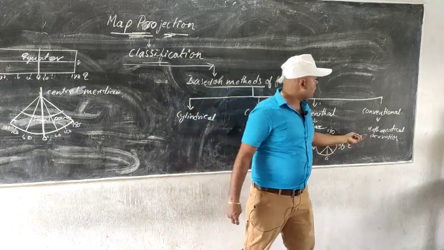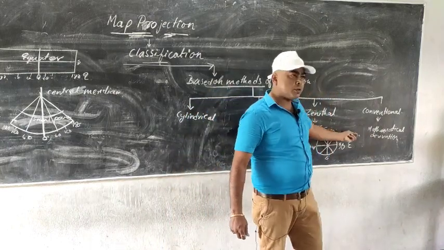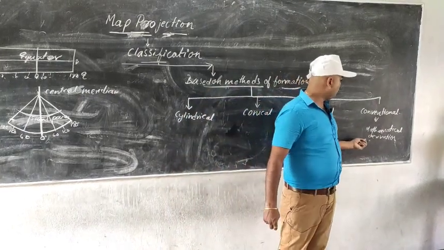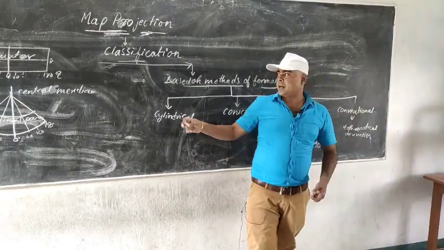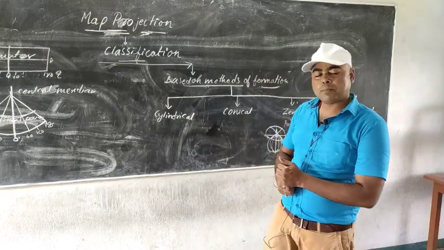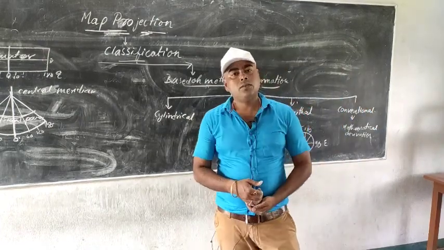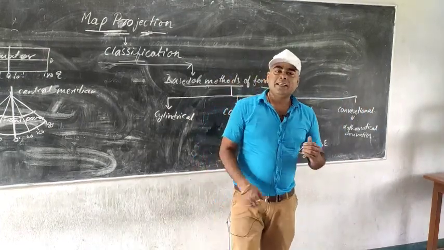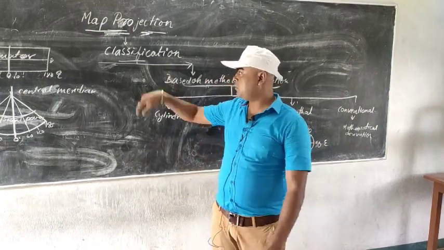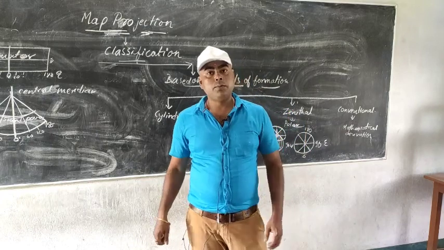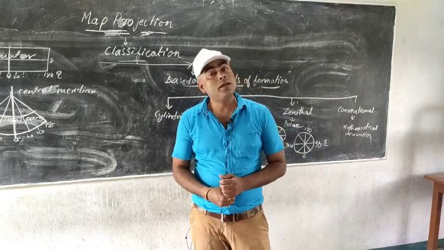And the last one is conventional projection, because this projection is done with the help of derivation of mathematical formulas. So those are the four main types of map projection based upon the method of formation. In the next class I will give you one question related to map projection. We will solve it and then our practical will be finished.